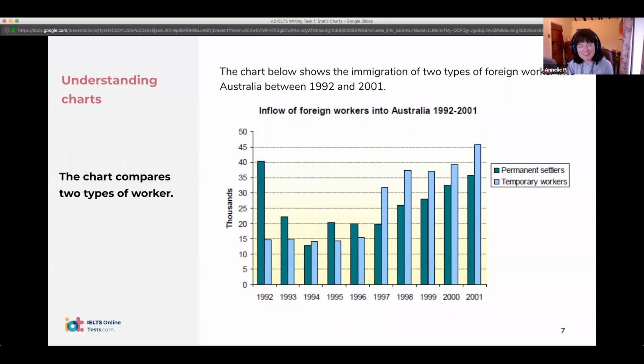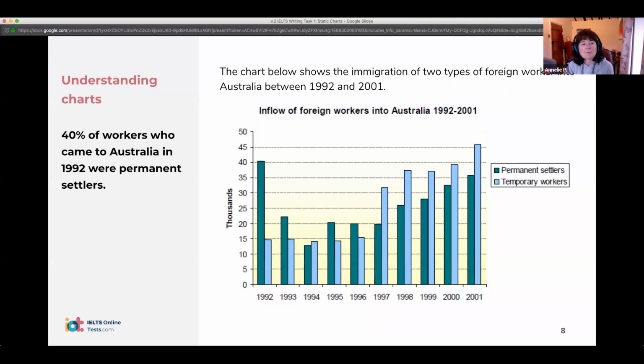It's a trap. There's a lot of traps in IELTS. It's about being very specific and very careful. Okay, two types of workers: people who are coming permanently, and people who are coming just for a short period of time. Again, something you would want to put into your answer very clearly.